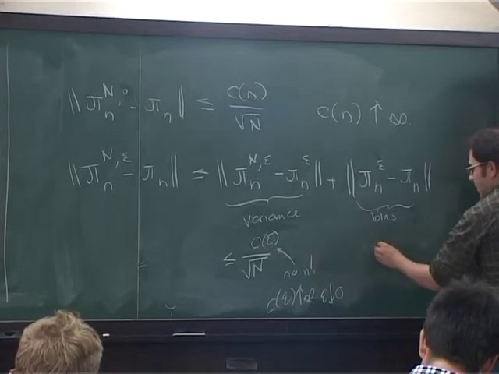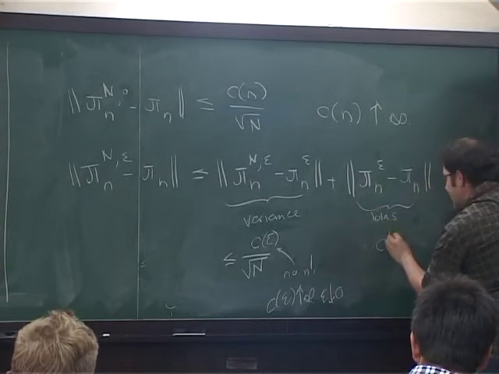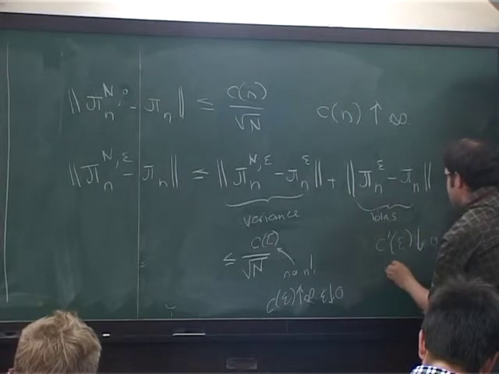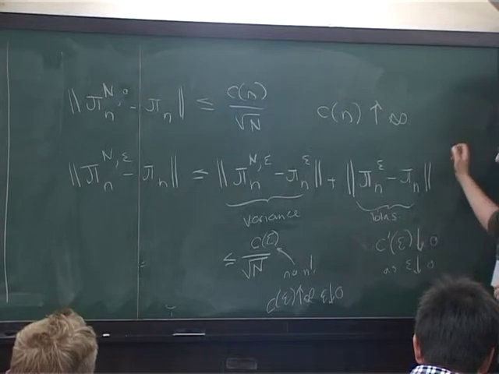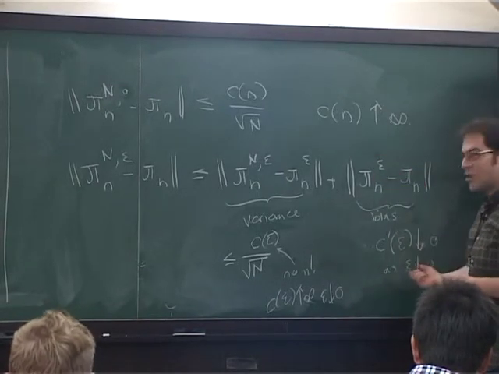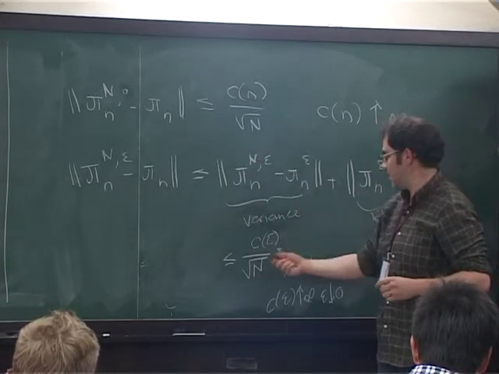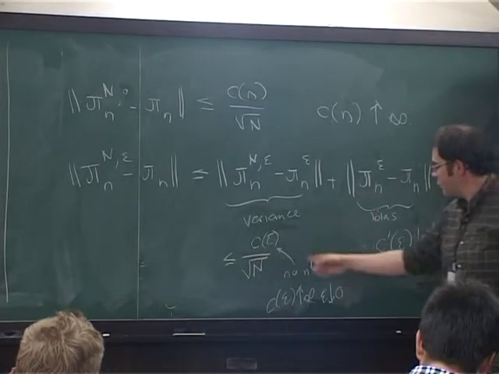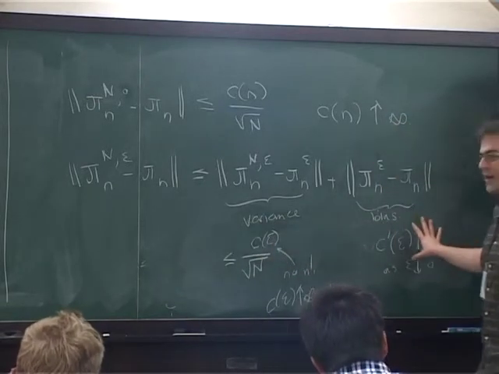But this term is some other, this bias, you see, this doesn't depend on the number of particles. The bias is another function of epsilon, but the bias decreases to 0 as epsilon goes to 0. So if I make the model more and more correct, then the bias will go to 0, but the particle filter approximation will get worse and worse and worse. So you have two terms, the variance term and the bias term.